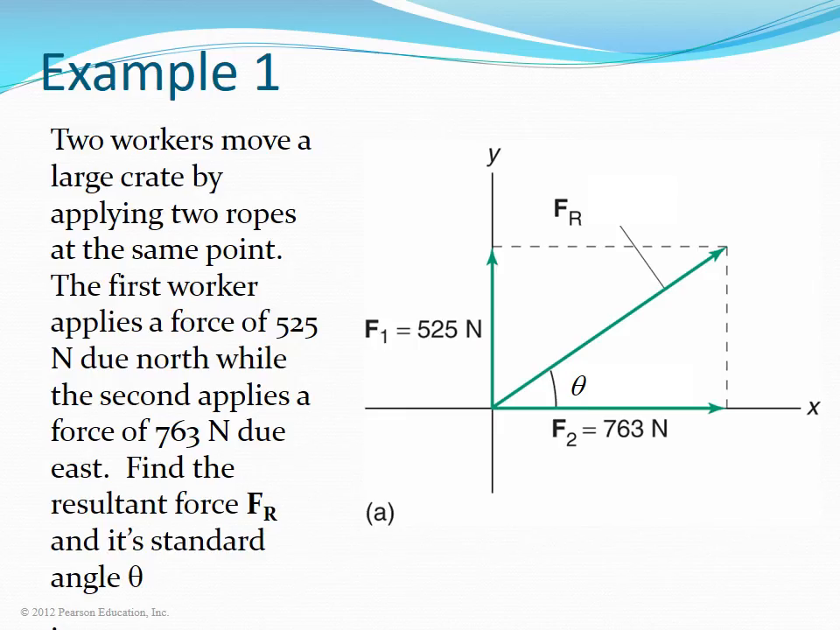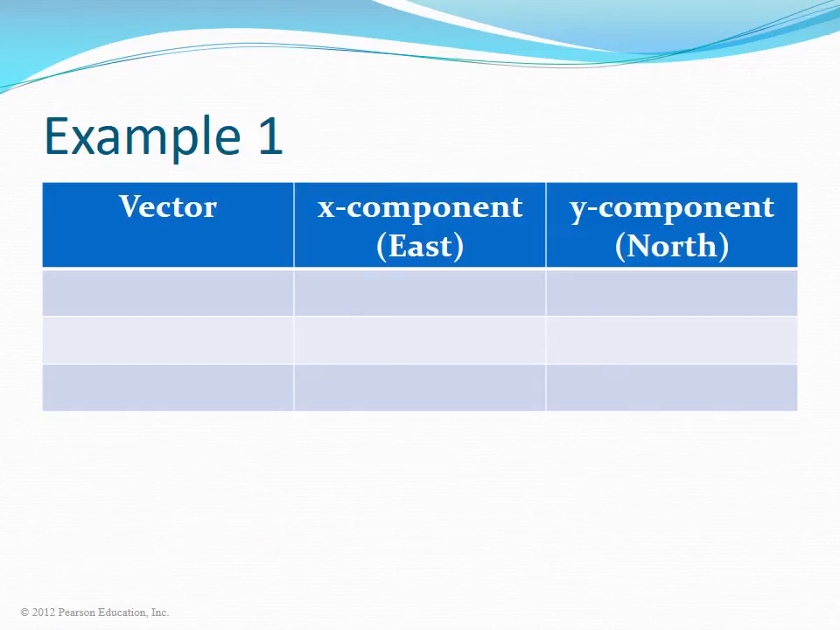Two workers move a crate by applying two ropes at the same point. The first worker applies a force of 525 newtons due north, while the second applies a force of 763 newtons due east. Find the resultant force, F sub r, and its standard angle, theta. We define the direction north as the y-axis and the direction east as the x direction.